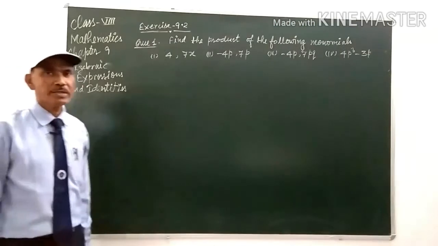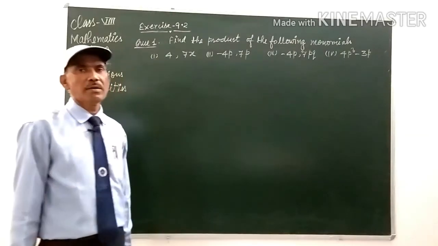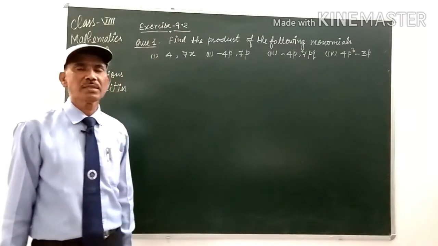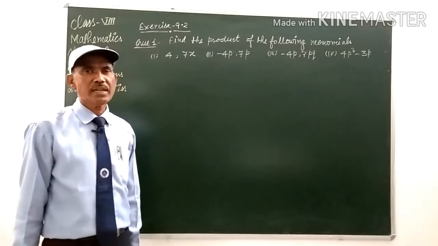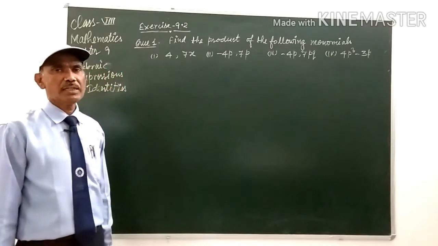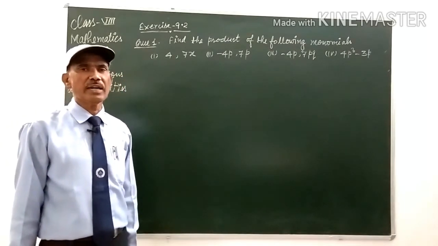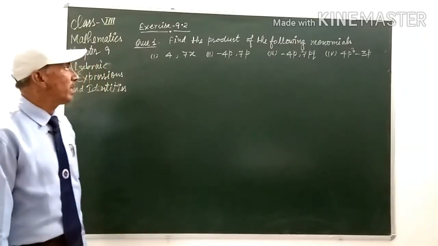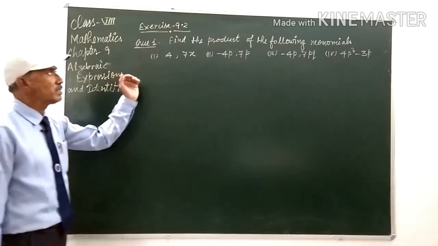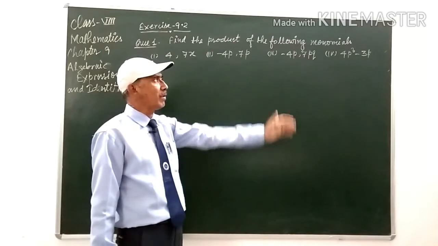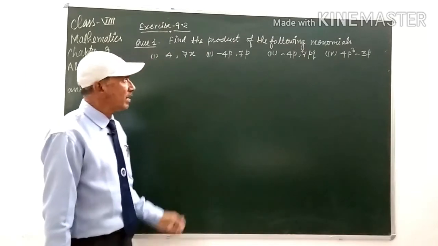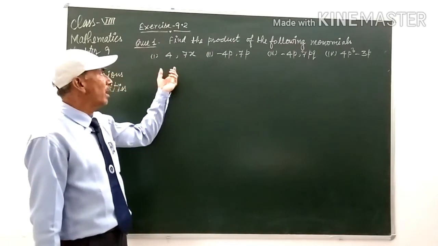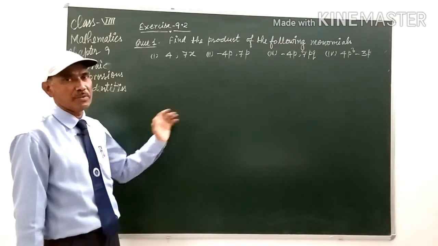Good morning, students. Today we are going to solve the questions from exercise 9.2, algebraic expressions and identities. Students, first question is: find the product of the following monomials. There are monomials and you have to find out the product of these.